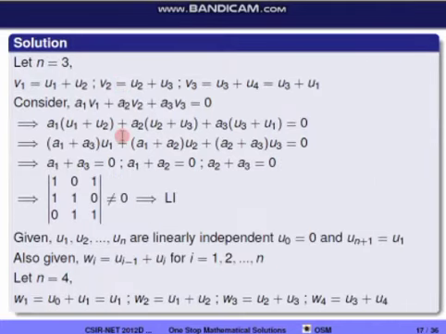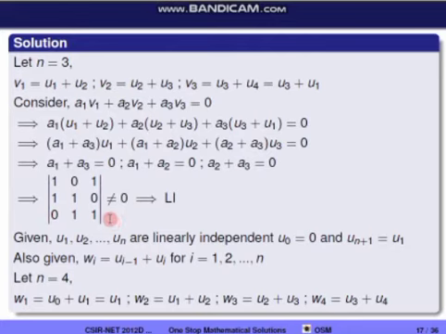So now we'll check for n is equal to 3 for an odd condition. So v1 is equal to u1 plus u2, v2 is equal to u2 plus u3, v3 equal to u3 plus u4, and u4 is u1 because u(n+1) is equal to u1. So that is equal to u3 plus u1. So now consider a1 v1 plus a2 v2 plus a3 v3 equal to 0. As before, we are going to do the same method. So substitute v1, v2, v3, rearrange so that we'll get it as a linear combination of ui's. Since ui's are linearly independent, their coefficients are going to be 0. So we'll get these 3 equations.